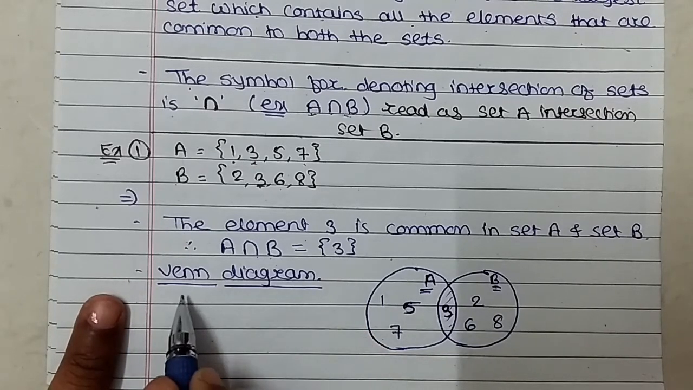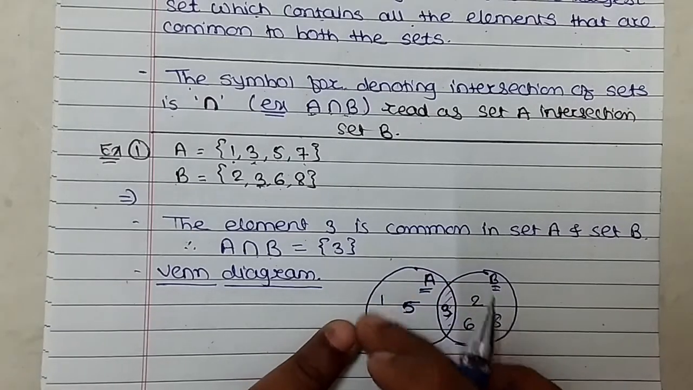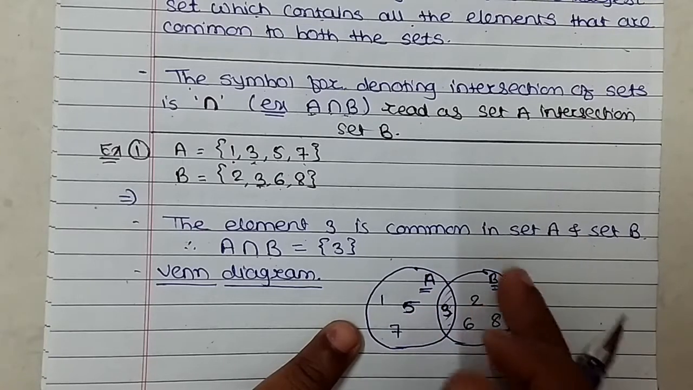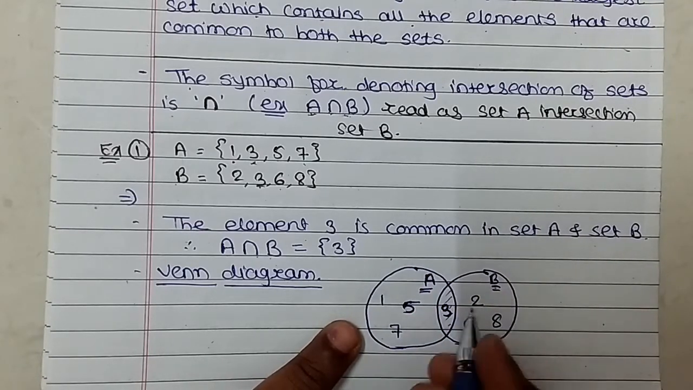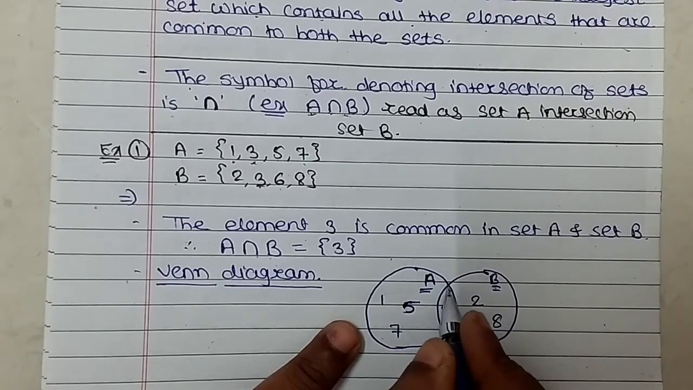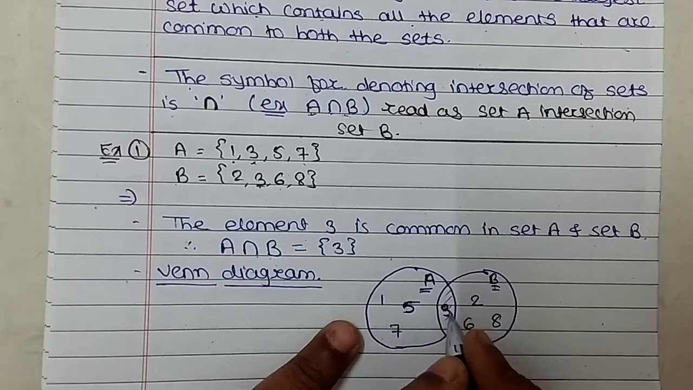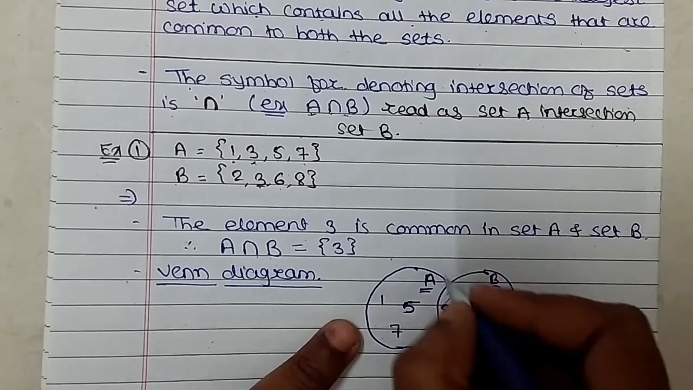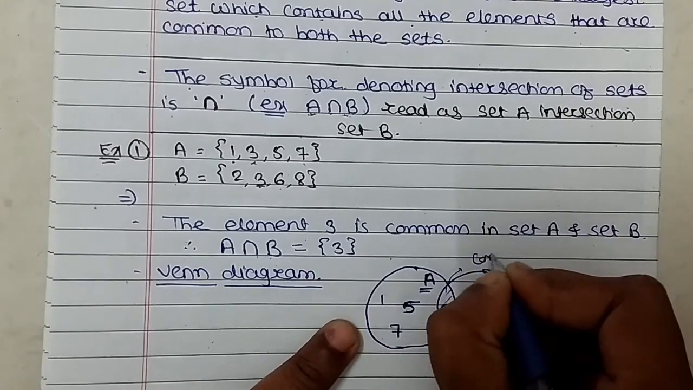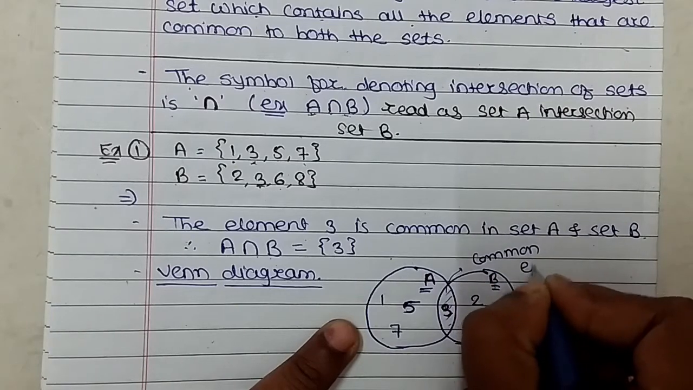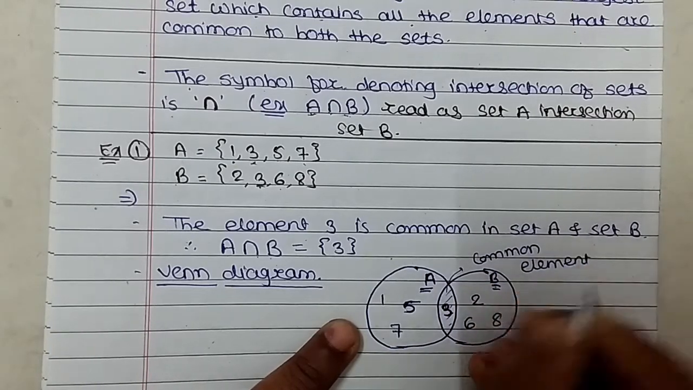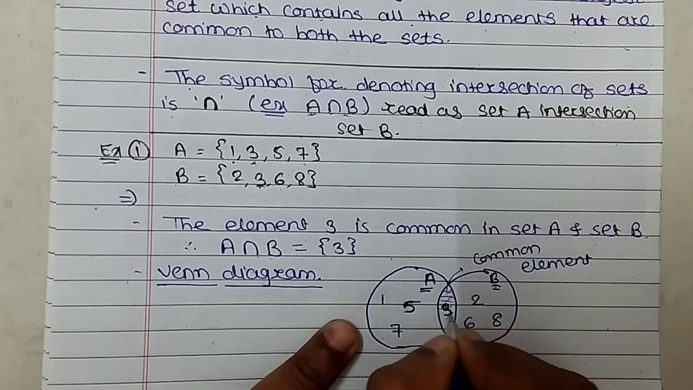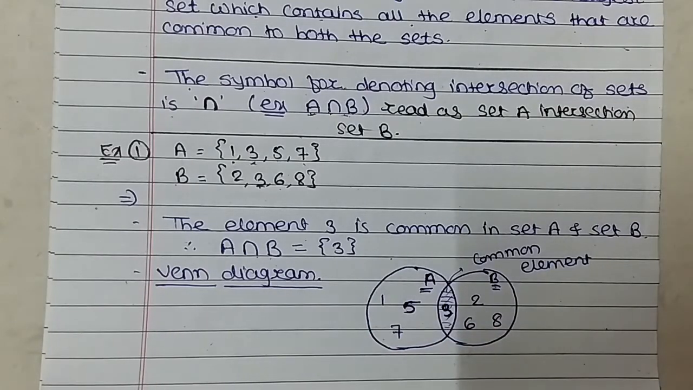Okay, then how to draw this intersection of sets with the help of a Venn diagram? So draw one circle for set A and draw another circle for set B. So 3 is the common element, so it is like this. 3 is common in both the sets, so therefore 3 is right down here. Okay, this shows what? Common element. This part shows the common element of both sets, that is A and B.